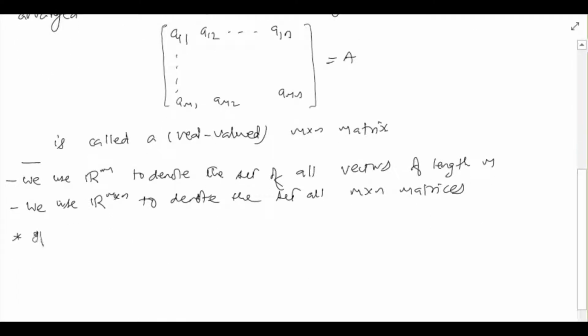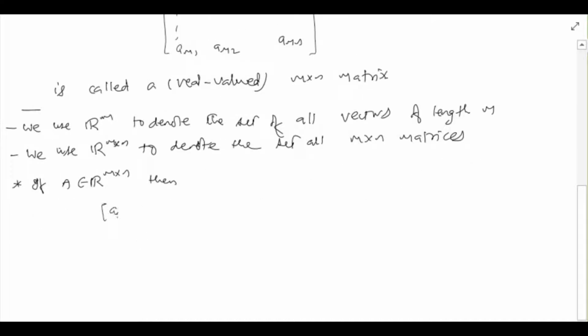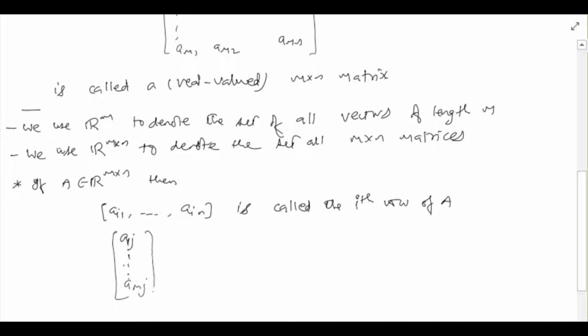If A is an m cross n matrix, then the one-dimensional vector ai1 dot dot dot ain is called the ith row of A. And the column vector a1j dot dot dot amj is called the jth column of A.